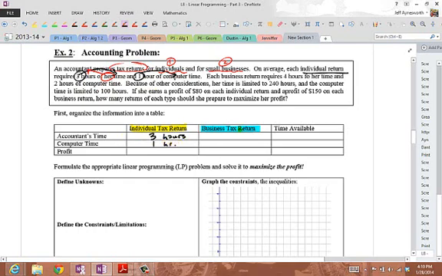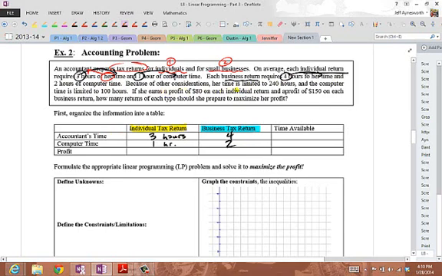Now, that's not true for the business tax return. They're bigger, more complicated, and take more time. So on the business return, it's 4 hours of her time. It's a longer return, guys, for a business, more complicated. So 4 hours of her time and 2 hours of computer time.